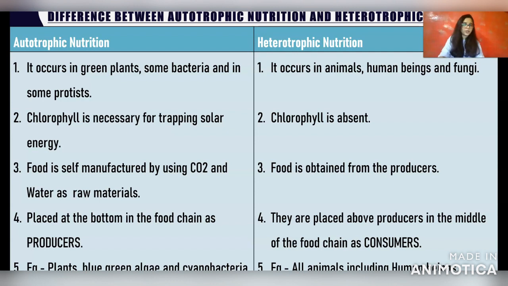Food is obtained from the producers. In autotrophic nutrition, the organisms are placed at the bottom of the food chain as producers, and in heterotrophic nutrition the organisms are placed above the producers, in the middle of the food chain, as consumers. Heterotrophs are also known as consumers. Examples of autotrophs are plants, blue-green algae, and cyanobacteria. In heterotrophic nutrition, examples are all animals, including human beings.